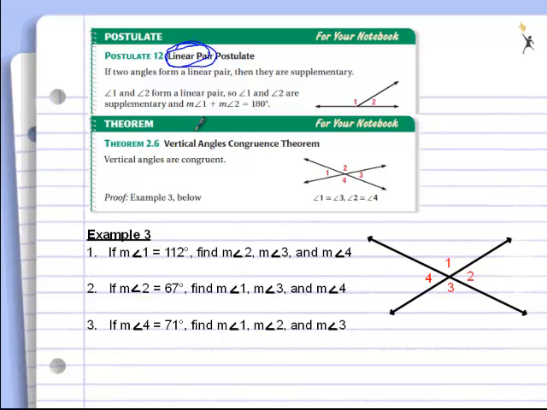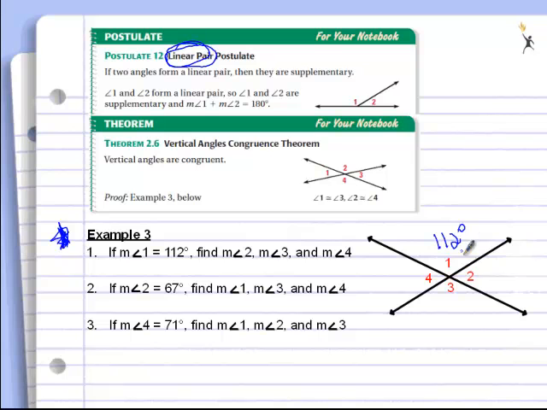We're also told that vertical angles are congruent. I told you that at the beginning of the year. But now you have the theorem that backs it up. And now you can start using it in a proof. Let's actually use these two pieces of information to solve a couple geometry problems. In example 3, we're going to use linear pairs and vertical angles here. In example 3, we're told that angle 1 is 112 degrees.